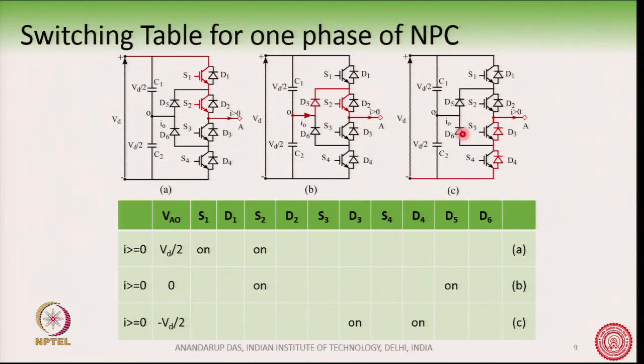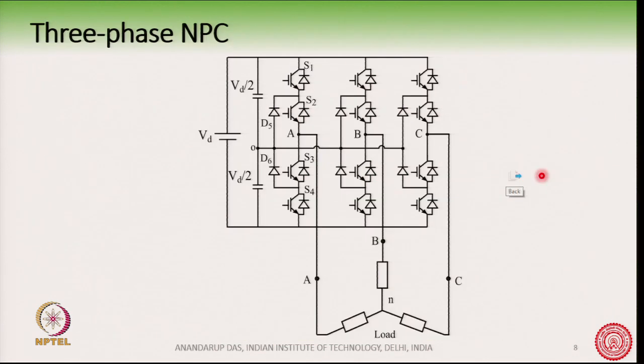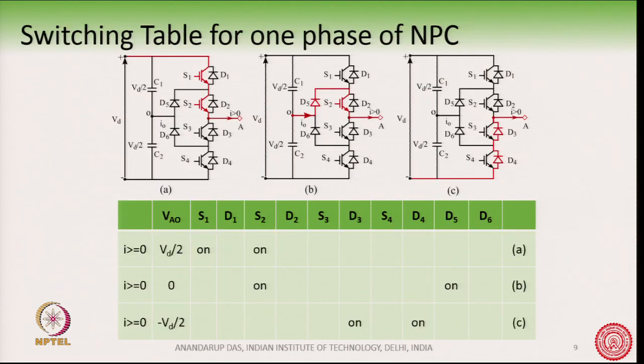So, in spite of giving the gate pulses to S3 and S4, the diodes D3 and D4 will conduct, and the pole voltage A with respect to point O will be minus Vd by 2, because the diodes are ideal. So, this will be minus Vd by 2, and this is the third row in the table. Diodes D3 and D4 will turn on in spite of the fact that S3 and S4 are given pulses.